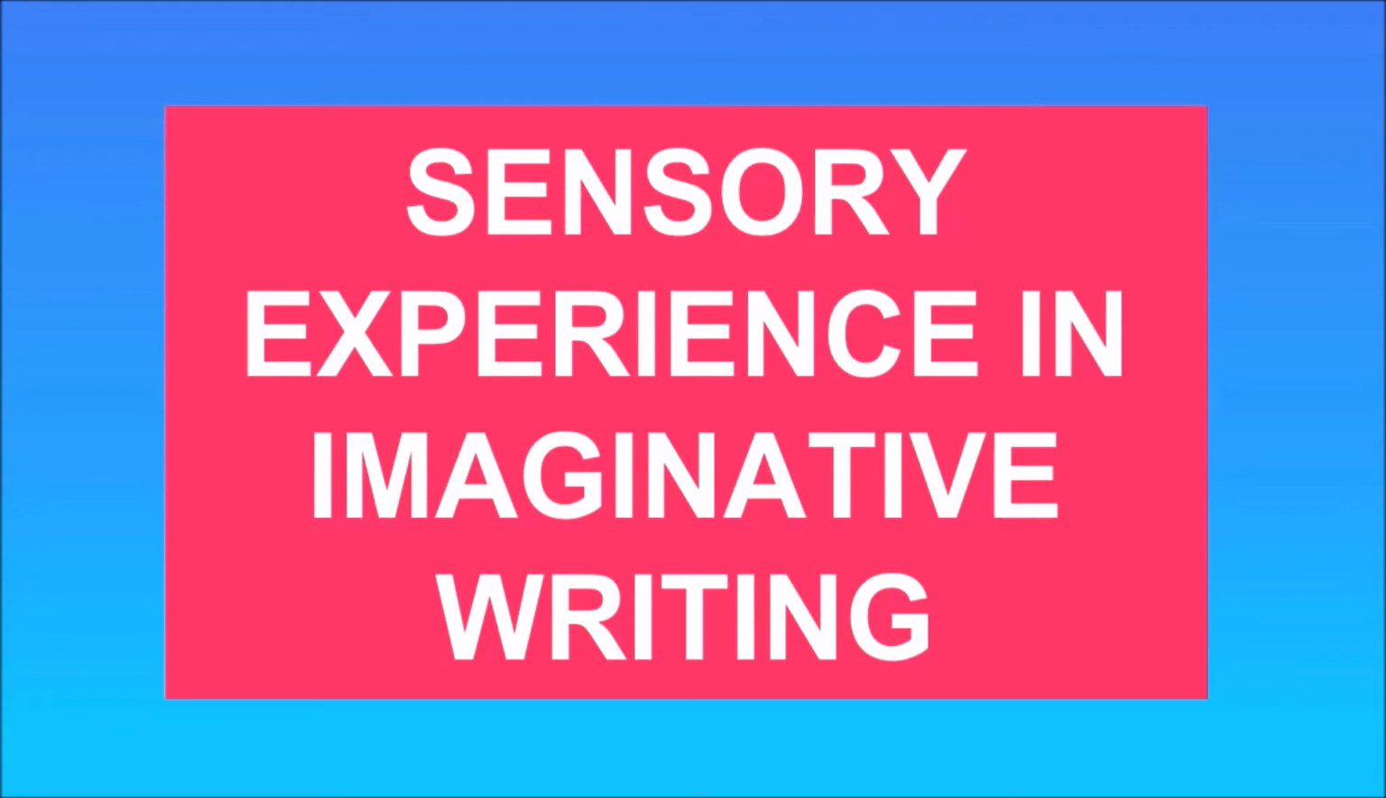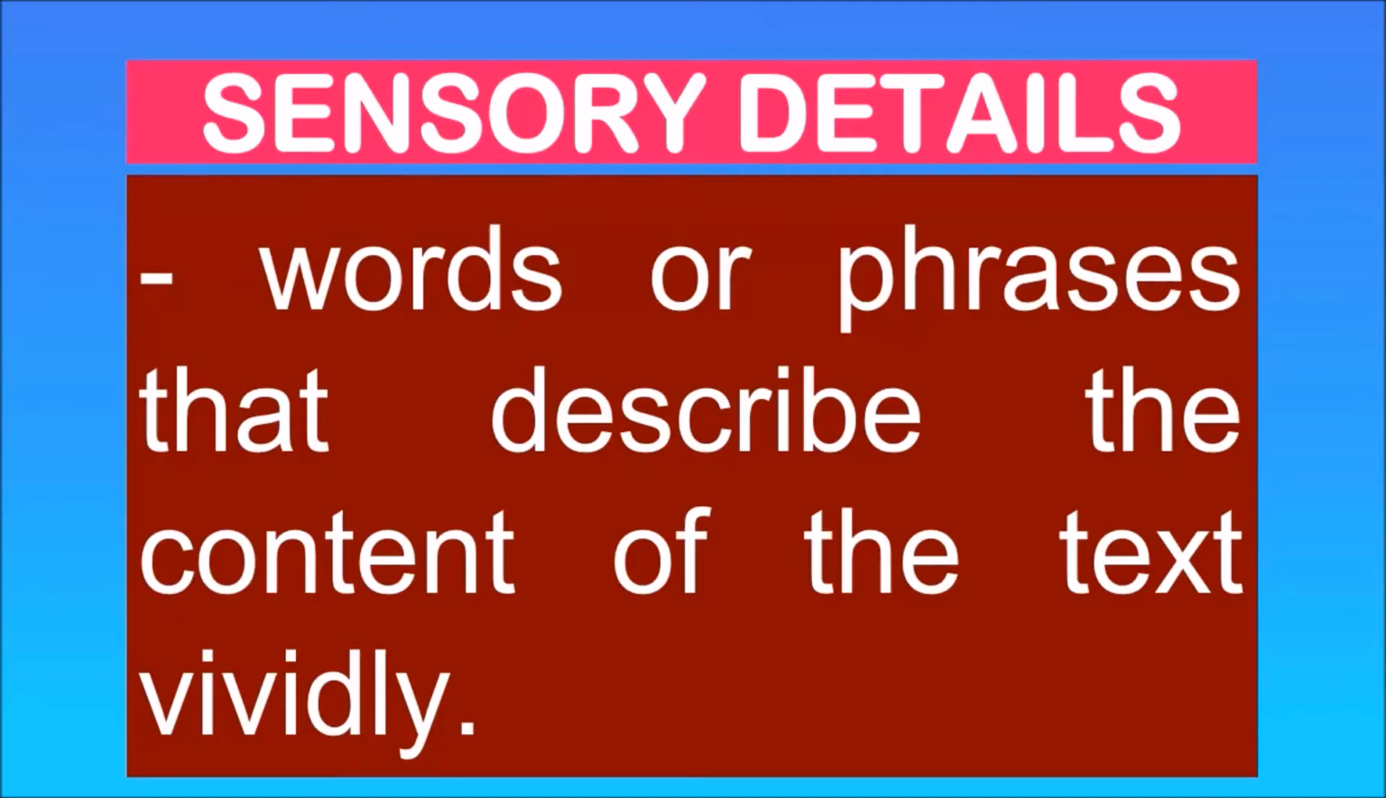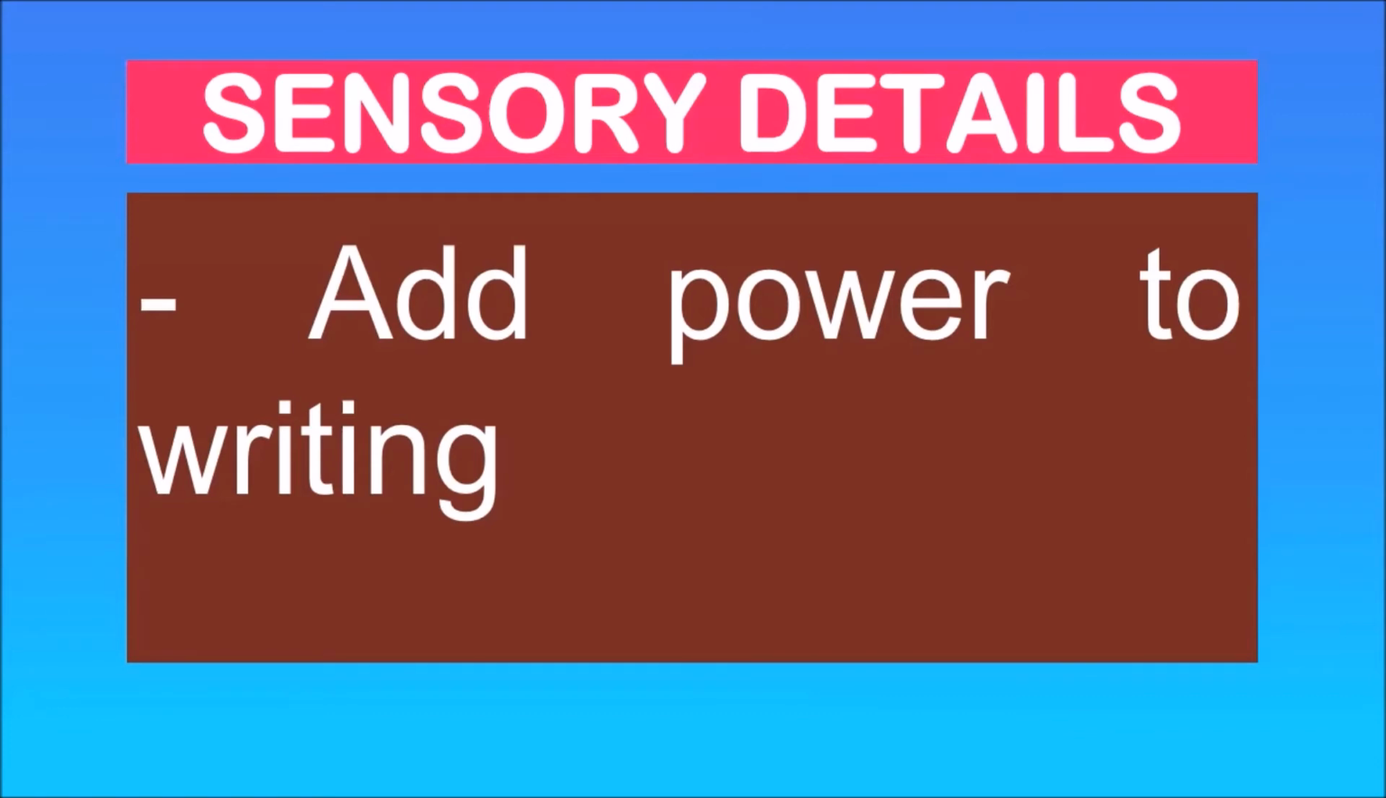Now our lesson today will be all about sensory experience in imaginative writing. What actually are sensory details? These are words or phrases that describe the content of the text vividly. Meaning to say, they describe in an imaginative way. In a very clear way, they put images in our minds as these phrases or words are read. It adds power to writing. Why is that?